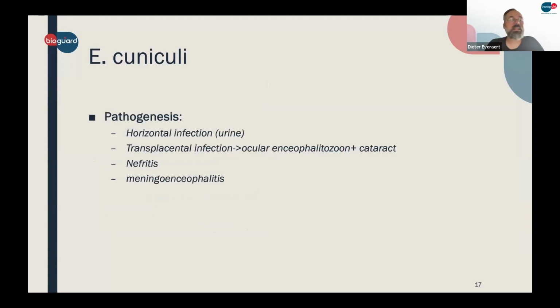So as said, the pathogenesis of E. cuniculi: there's a horizontal infection from the urine, and there can be transplacental infection, which is going to cause ocular encephalitozoonosis with a cataract. With the horizontal infection, it's mainly causing nephritis and meningoencephalitis.